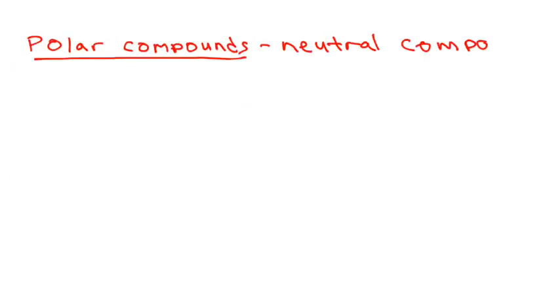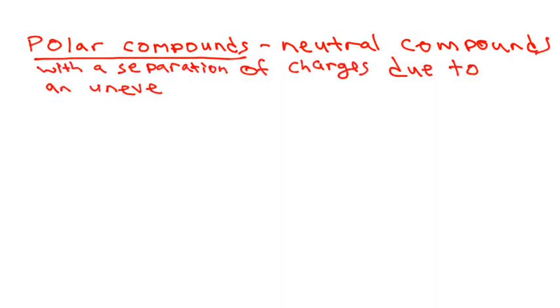We enter something called a polar compound. A polar compound is a neutral compound with a separation of charges due to uneven sharing of electrons. So covalent compounds share electrons evenly between them. Polar covalent means that they're sharing, but it's uneven sharing. It's like when you're playing PlayStation or Xbox with your older brother and he tends to hog the first controller from you. You guys can share, but really it's uneven sharing.